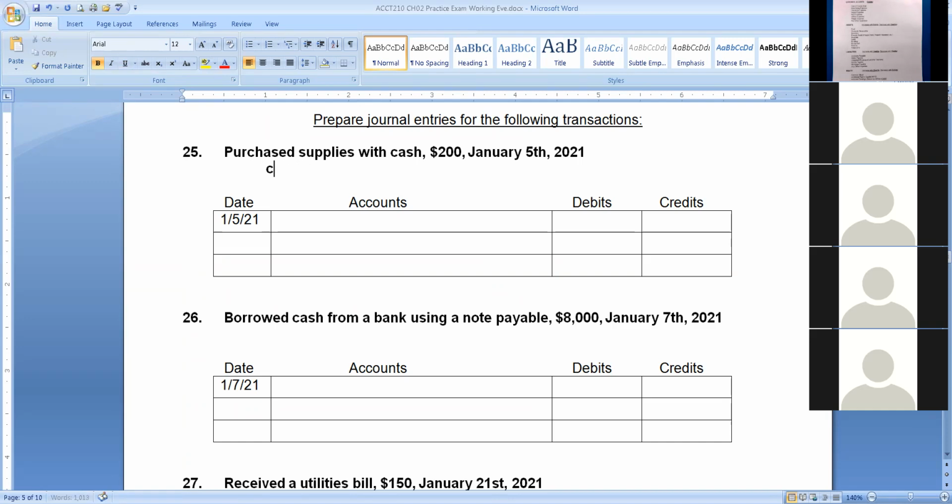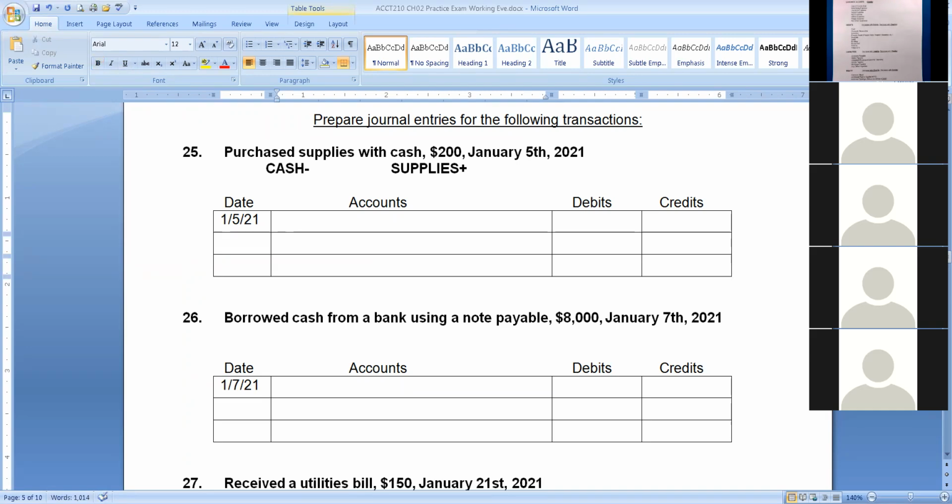Cash going up or down? Supplies going up. Yep. So what's the journal entry going to be? Cash is the credit. Yep. And then the supplies is the debit. Yep.